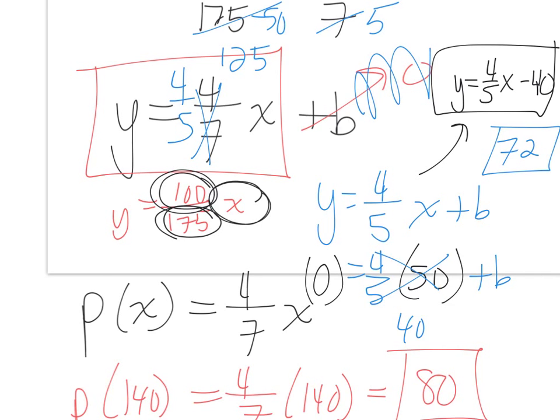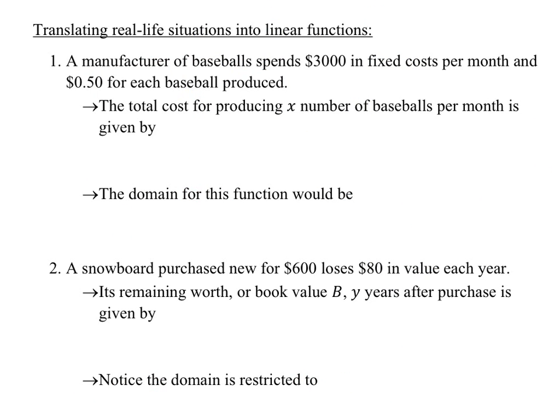All right, let's take a look at some examples of a function with domains. So the first one for us, Maureen, why don't you read the first one for us? Just read it out loud. A manufacturer of baseballs spends $3,000 on fixed costs per month and 50 cents for each baseball used. The total cost of producing X number of baseballs per month is given by. Okay, that's what we're going to try and figure out, and then the domain after that.